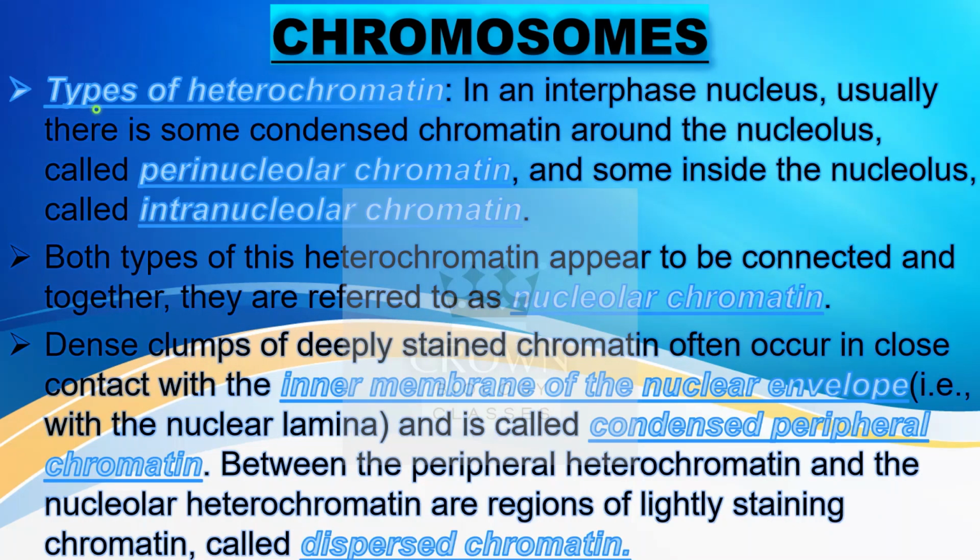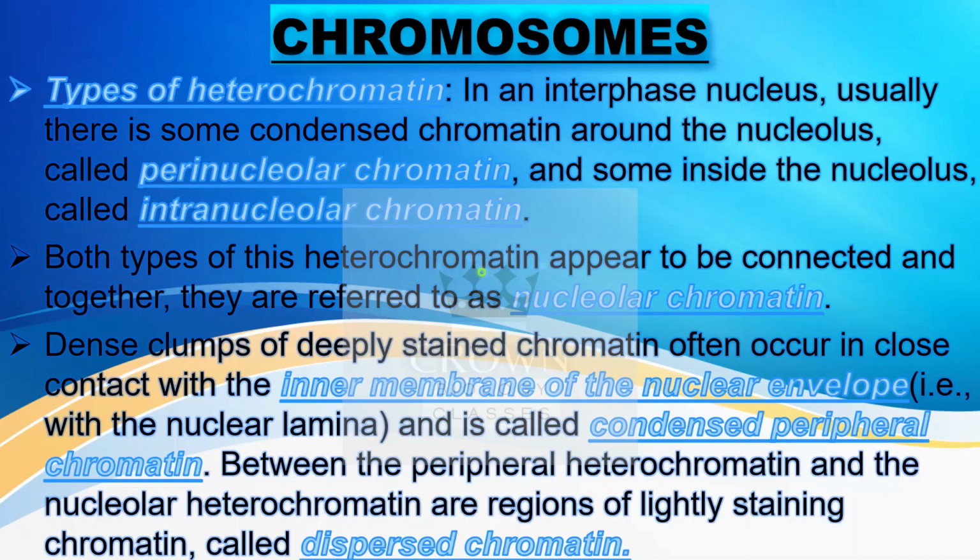As I have discussed heterochromatin, now I will be discussing types of heterochromatin. What are its further types? In an interphase nucleus, usually there is some condensed chromatin. We know heterochromatin is condensed chromatin, and this condensed chromatin is present around the nucleolus. Then it is known as perinuclear chromatin, and some of this chromatin is present inside the nucleolus. Then it is termed intranuclear chromatin.